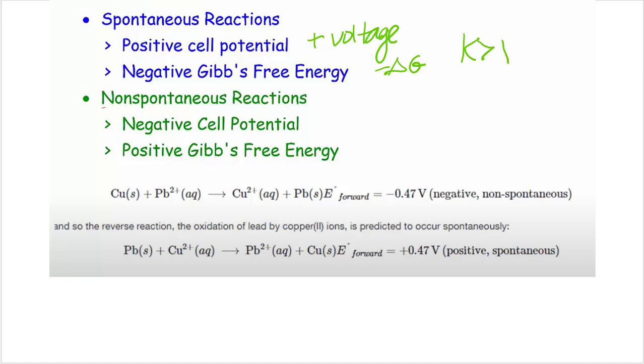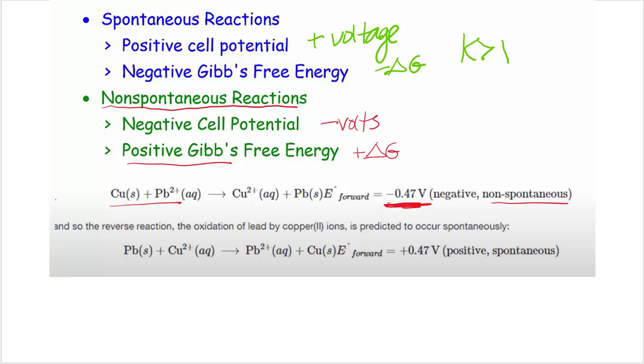And then opposite of that, our non-spontaneous reactions, we would have a negative cell potential, so negative volts. Positive delta G gives us positive free energy, so this would favor the reactant side. All represent non-spontaneous reactions. And then the example that we were just doing in the last slide, looking at copper and lead, we got our negative voltage telling us that it's non-spontaneous.